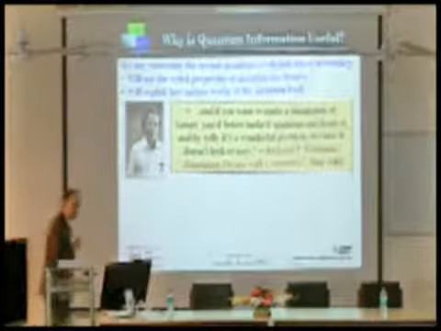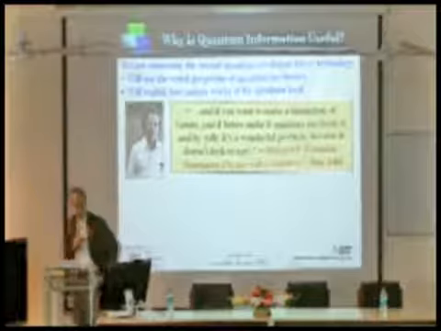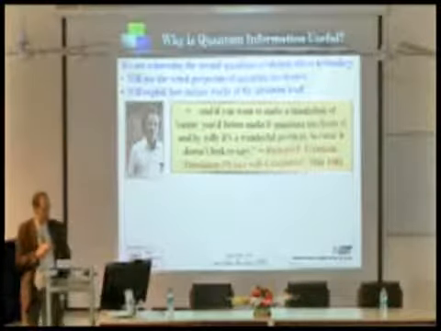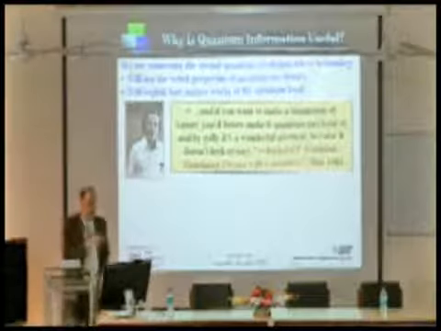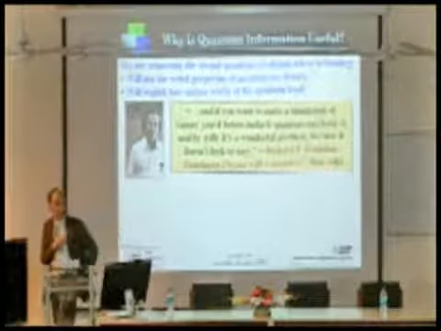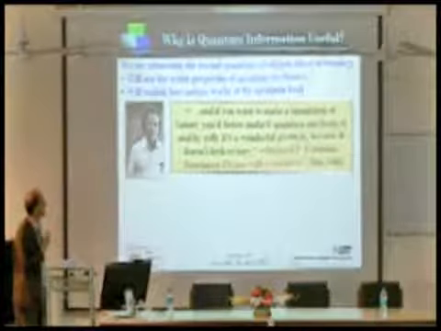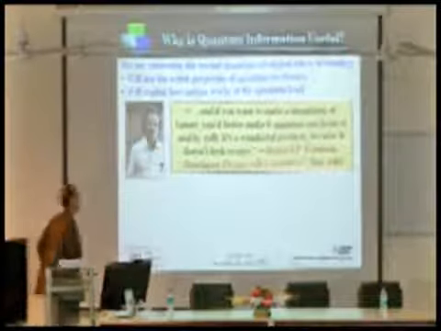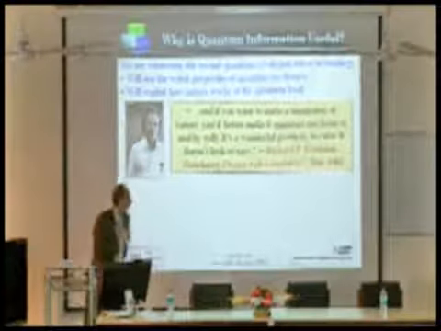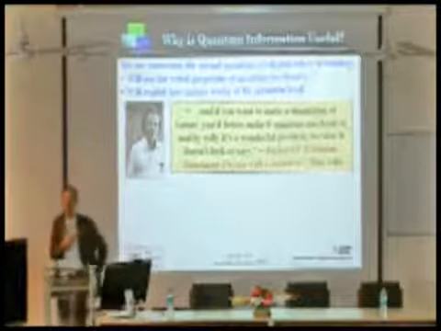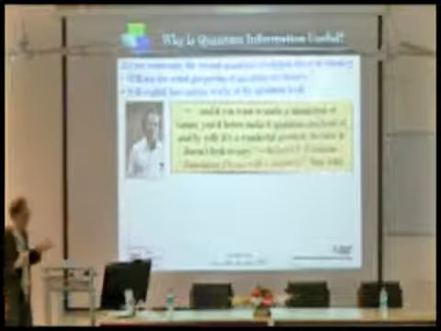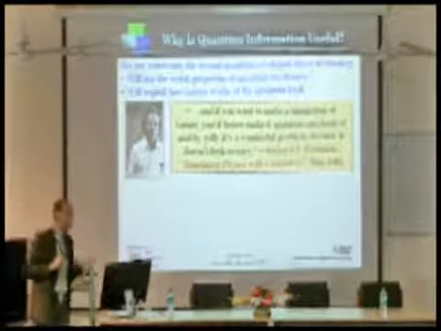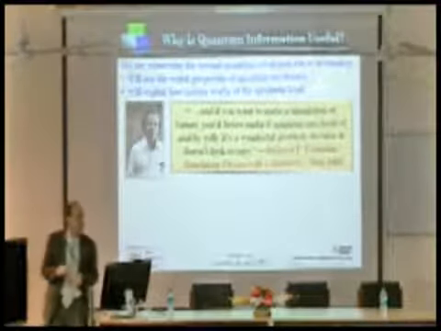So here is an after-dinner speech, again by Richard Feynman, now some 20 years later. But here is where he first talks about quantum computing specifically. And if you want to make a simulation of nature, you better make it quantum mechanically. And by golly, it's a wonderful problem because it doesn't look so easy. Now, why would he speculate this? What he knew at this point was that one thing that a classical computer cannot solve efficiently is quantum problems.